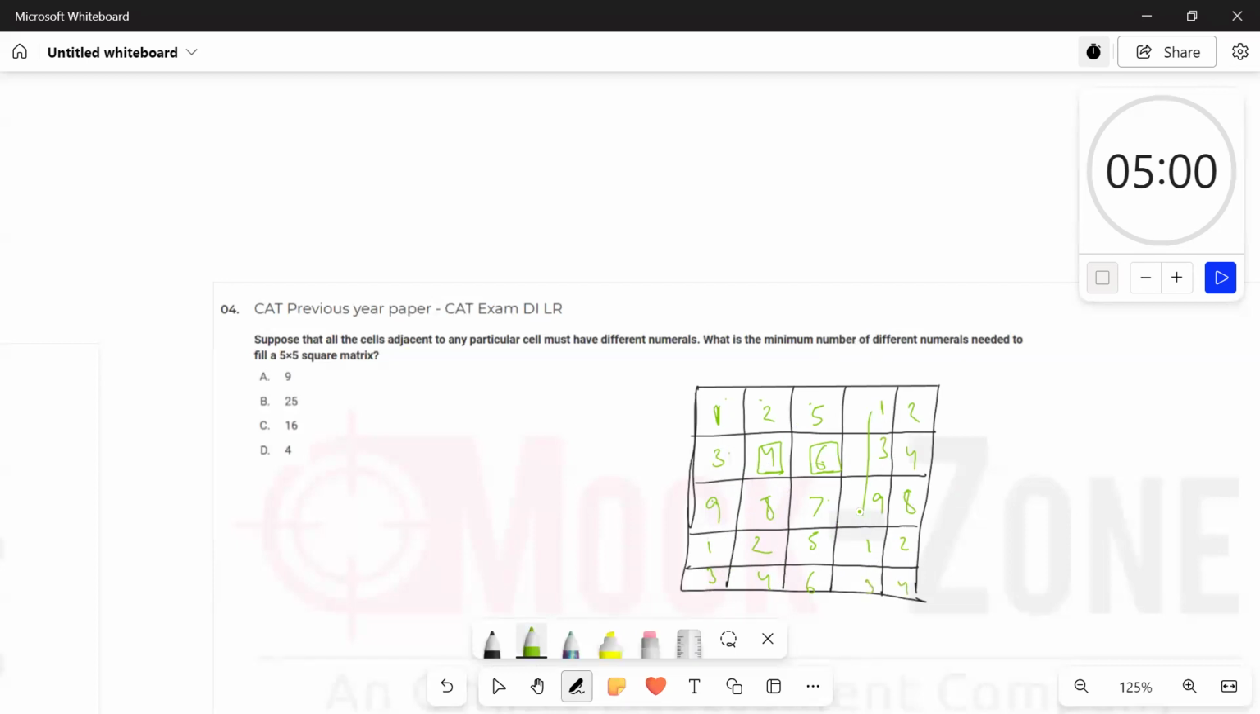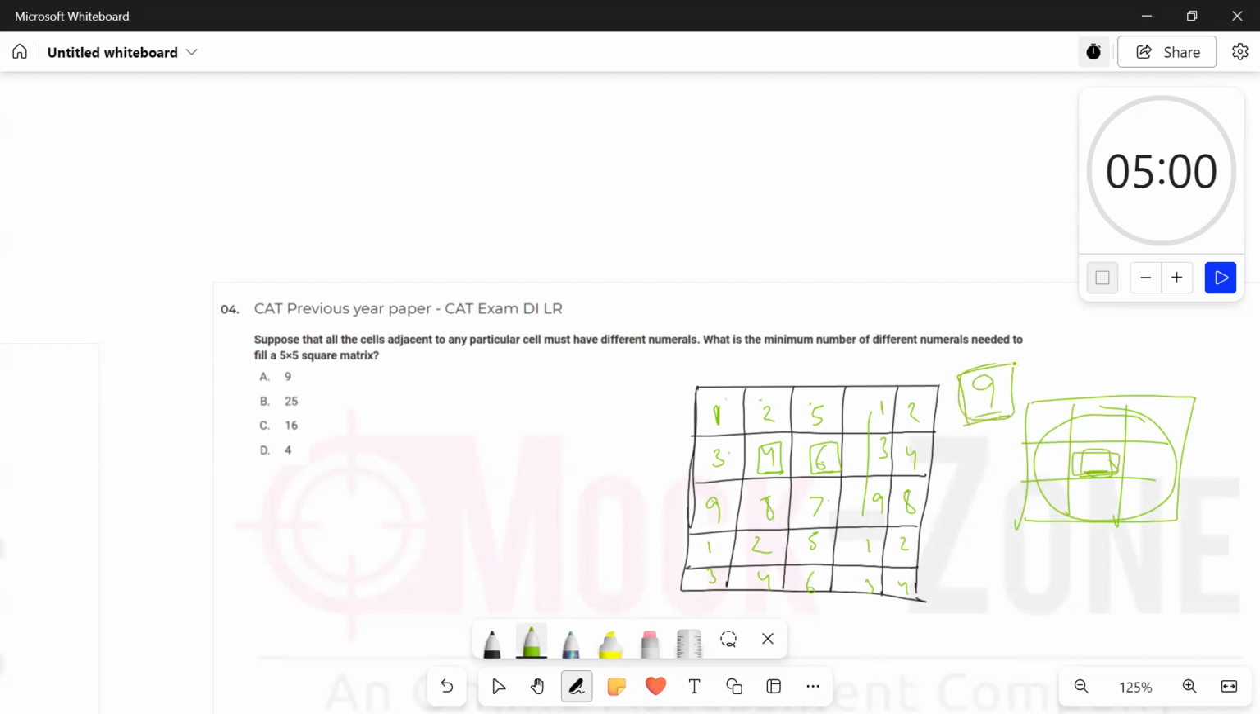So the minimum number of numerals. Instead, we don't have to do all this clutter. We just have to see, let's say, any 3 by 3 grid. We know that the middle cell has a maximum of 8 neighbors. All these 8 neighbors have to be different and this one cell has to be different. So the total different numerals we require is 9.